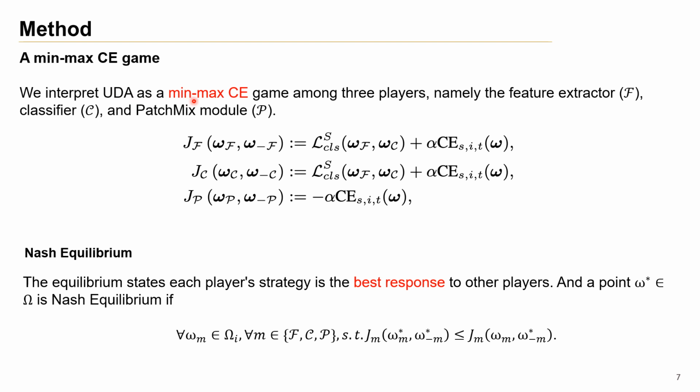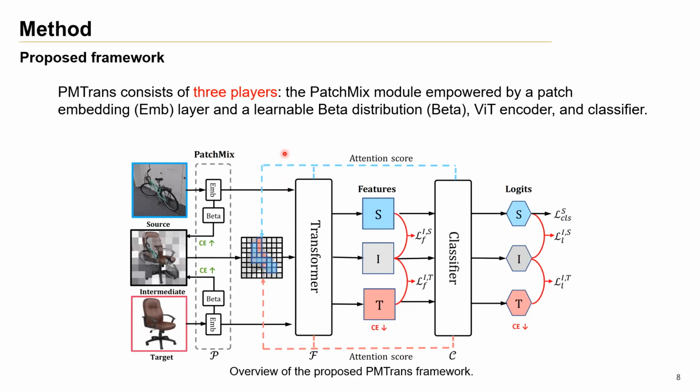We interpret UDA as a minimax CE game among three players, namely the feature extractor, classifier, and patch mix module. The feature extractor and classifier aim to minimize the CE loss, and the patch mix module aims to maximize the CE loss. At the equilibrium, each player's strategy is the best response to the other players, and point omega hat is a Nash equilibrium if the cost meets the condition. In our case, NE means that no player has the incentive to change its own parameters, as there is no additional payoff.